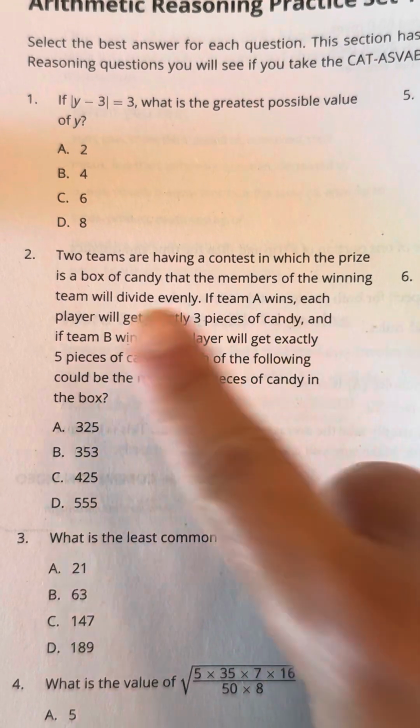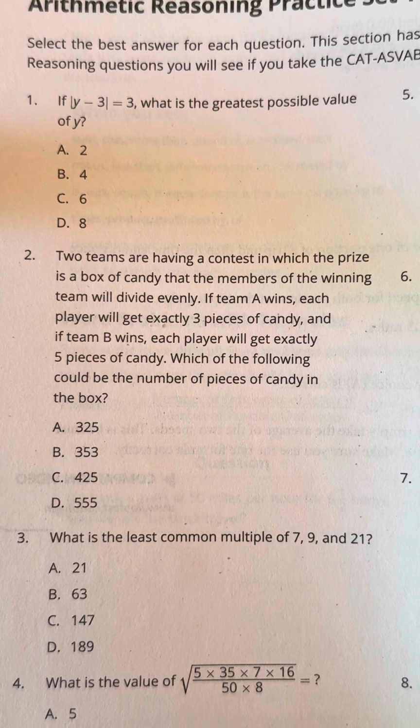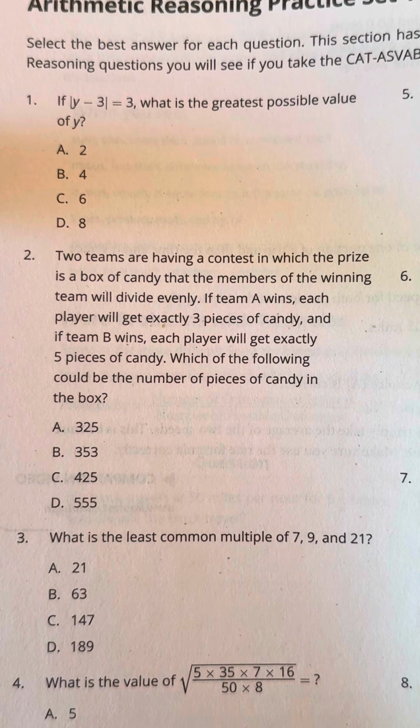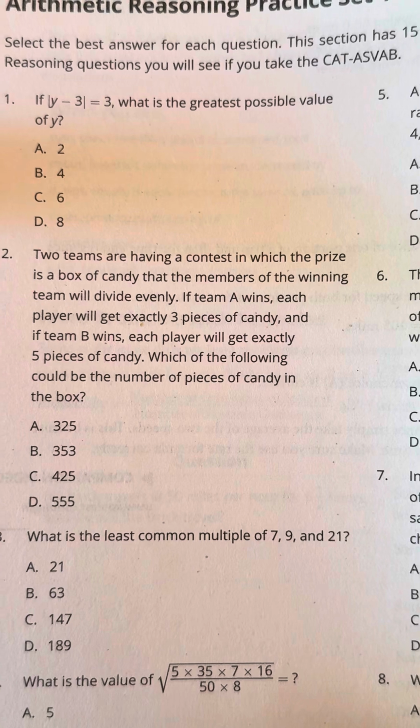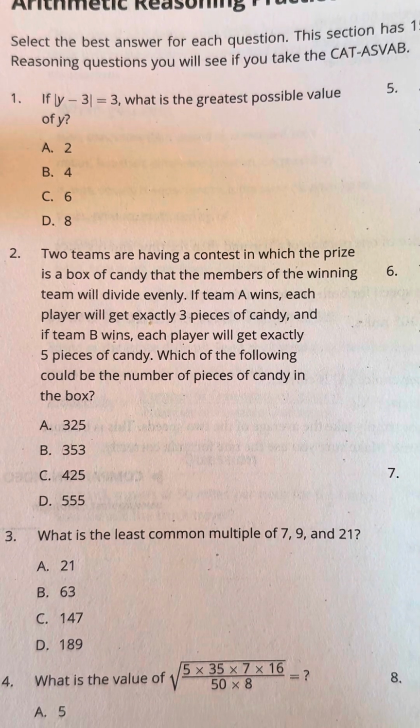Let's take a look at the next one. We have 2 teams that are having a contest and a prize, which is a box of candy. The members are winning, and the team will divide it evenly. Apparently I can't read. If team A wins, each player will get exactly 3 pieces of candy. If team B wins, each player will get exactly 5 pieces of candy. Which of the following could be a number of pieces of candy in the box?